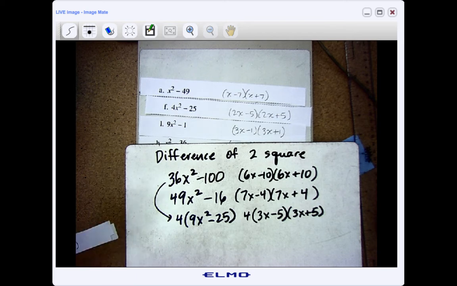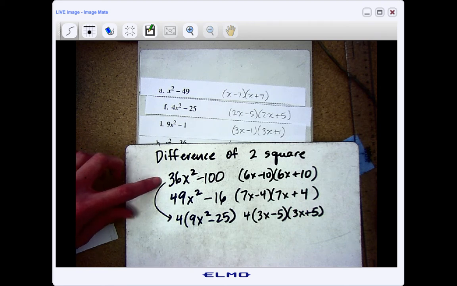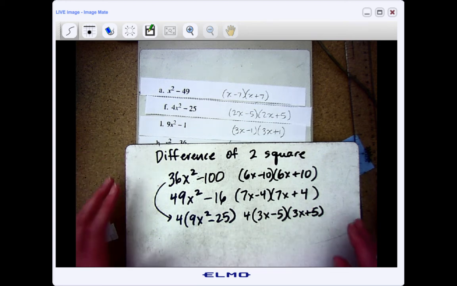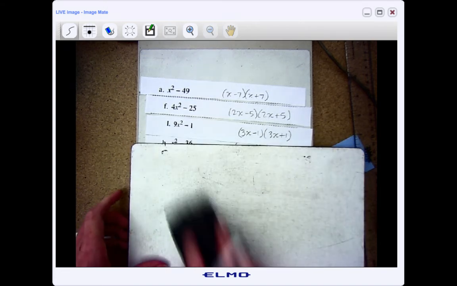I'm glad I did that because it reminds me to think about factoring completely, and you'll be asked about that on the quiz tomorrow. Look for a greatest common factor first, pull that out, and then make it smaller. So, difference of two squares. Did you see another special pattern?